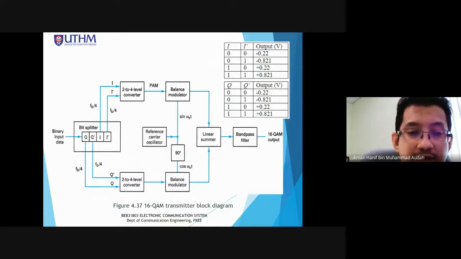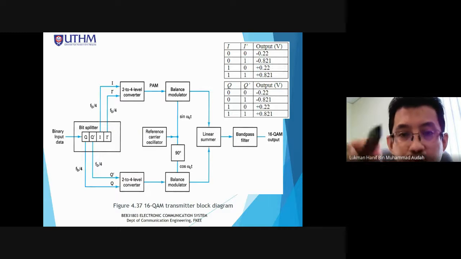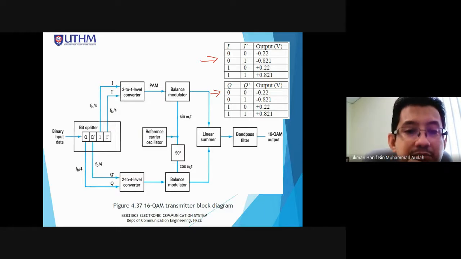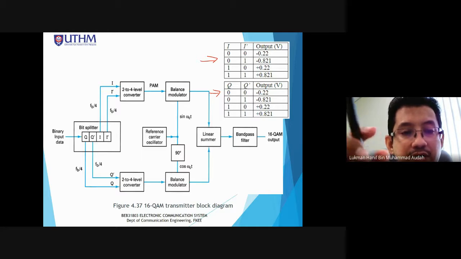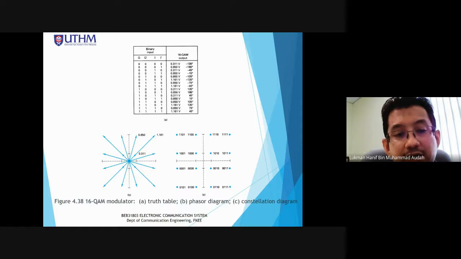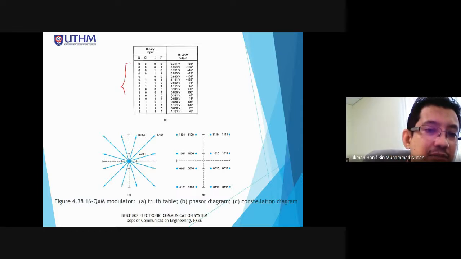Okay, I will proceed. This 16 QAM has the same concept as 8 QAM. Only here we have two tables, one for each of the level converters. And we have the I channel, I bit and also I prime bit. So we split I and I prime and also Q and Q prime. So the input has 2 and 2, so it becomes 4 levels. We still multiply with sin and cos, same as before. And it will have 16 symbols.